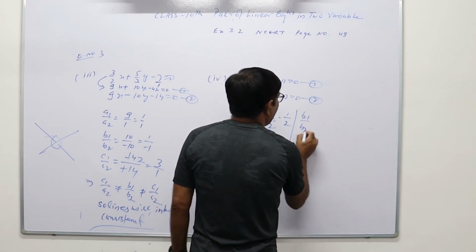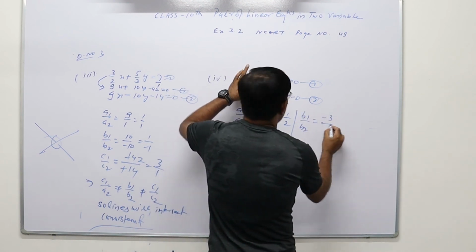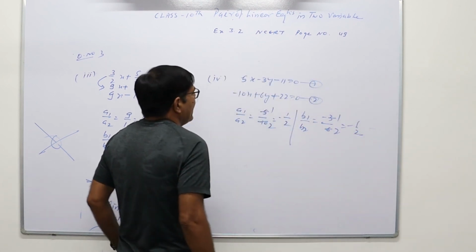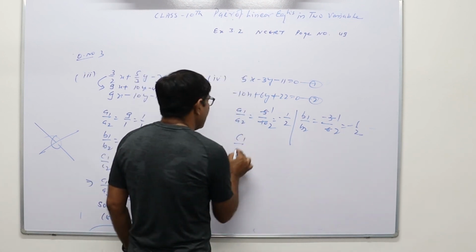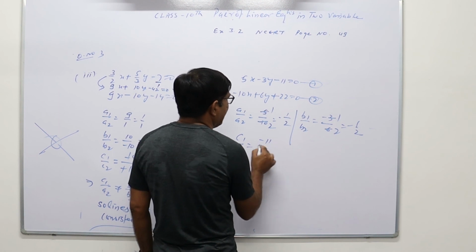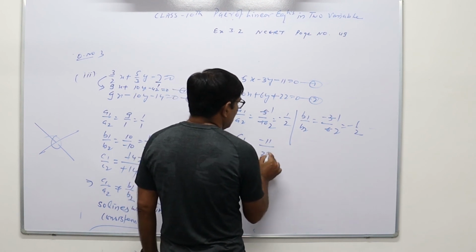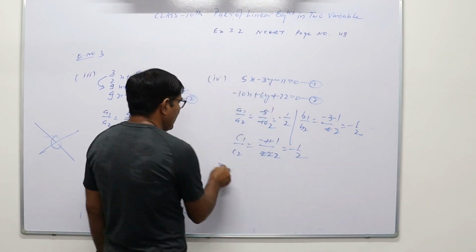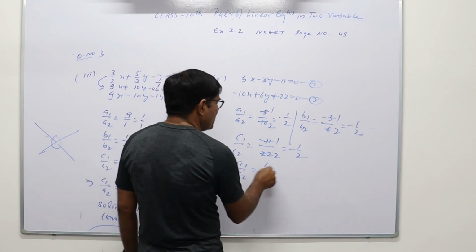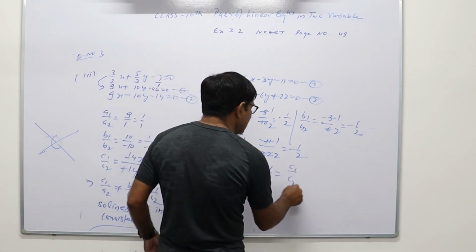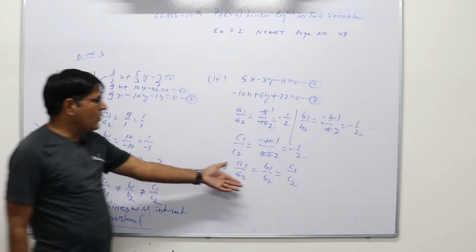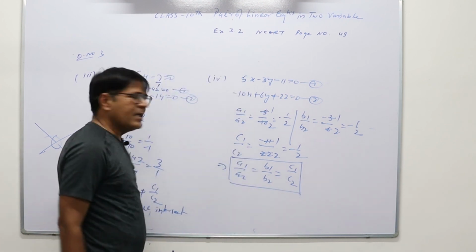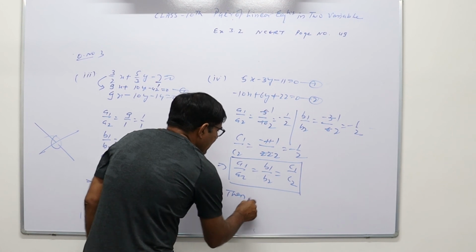Then b1 upon b2 is your minus 3 upon 6, that is 3 1 are 3, 3 2 are 6, again minus 1 upon 2, and c1 upon c2 is equals to minus 11 upon 22, that is 11 1 ja 11, that is also minus 1 upon 2, implies that a1 upon a2 is equals to b1 upon b2 is equals to c1 upon c2. When a1 upon a2 is equals to b1 upon b2 is equals to c1 upon c2, then lines will coincide.